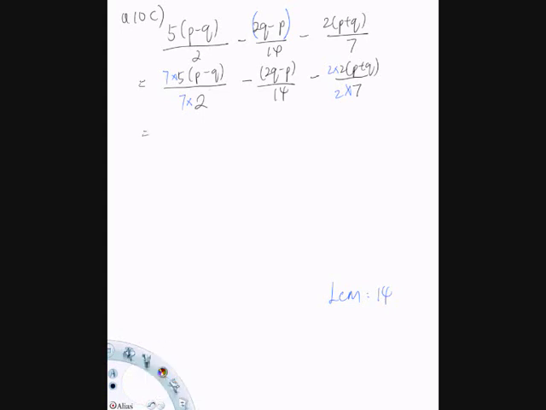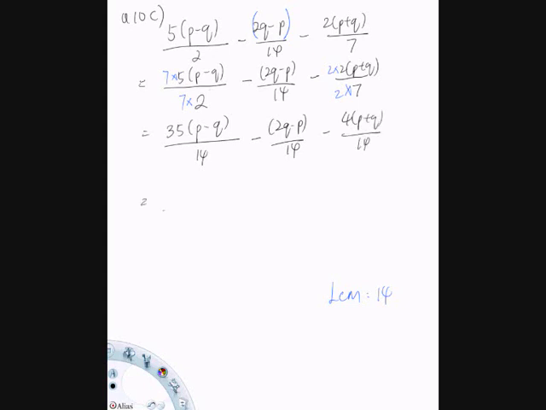So in this case, I would have 7 times 5, I have 35, bracket p minus q over 14. For 7 multiplying 5, I'm just involving the numbers outside, so it becomes 35. Everything else as per normal, no change. So 2 times 2 becomes 4 over 14.